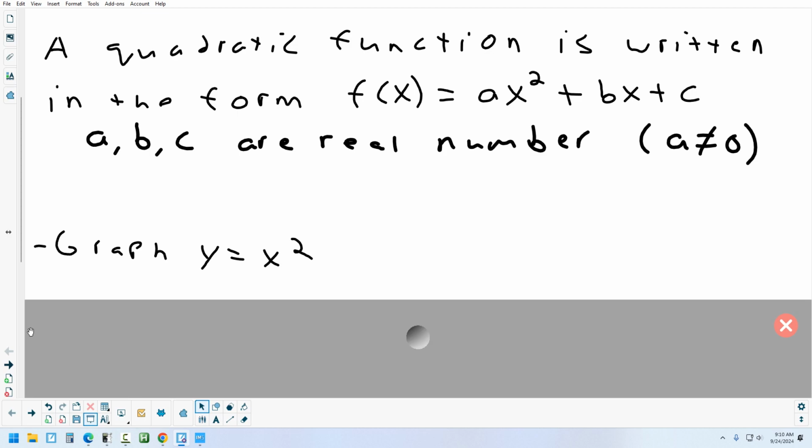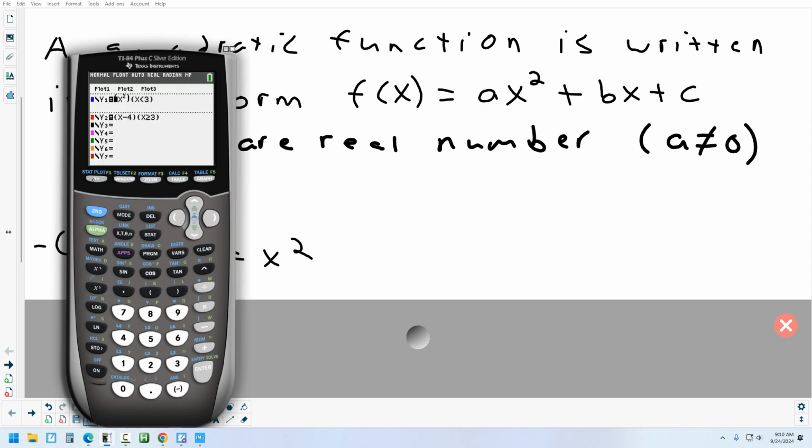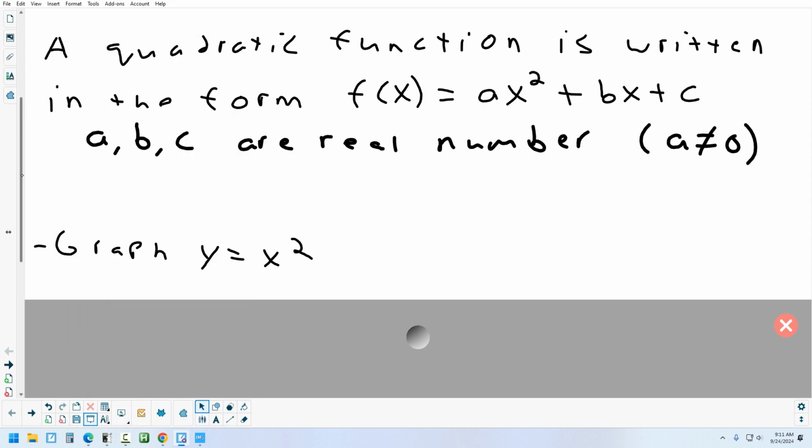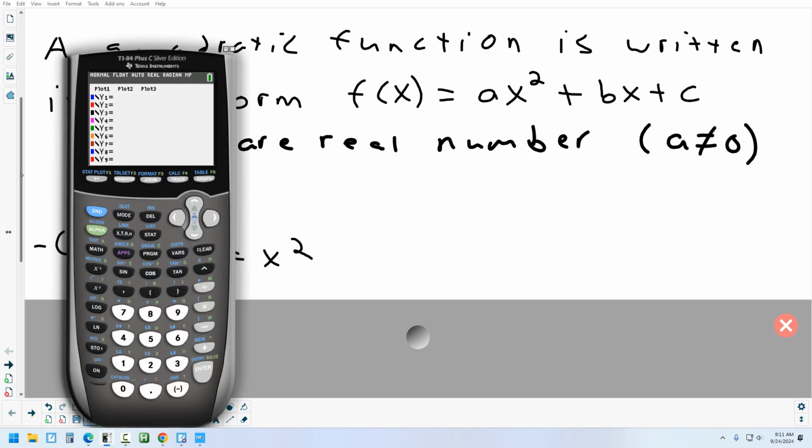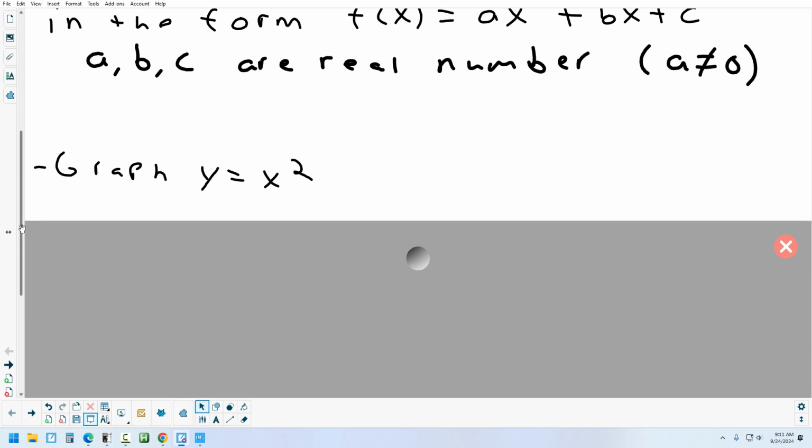All right, so let's graph y equals x squared. Just see what that looks like. So y equals x squared, that's the simplest type of quadratic that you can graph. And it looks like a U-shape. Does anyone remember, it's not really called a U-shape, what that shape's really called? Yeah? Parabola. Yeah, that's a parabola.